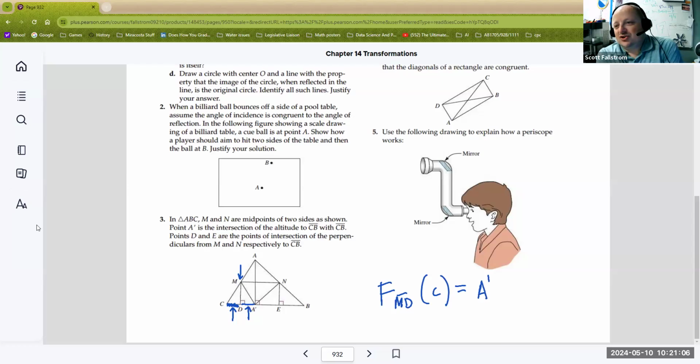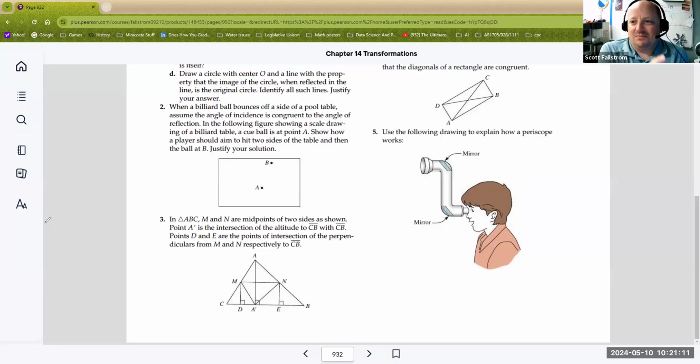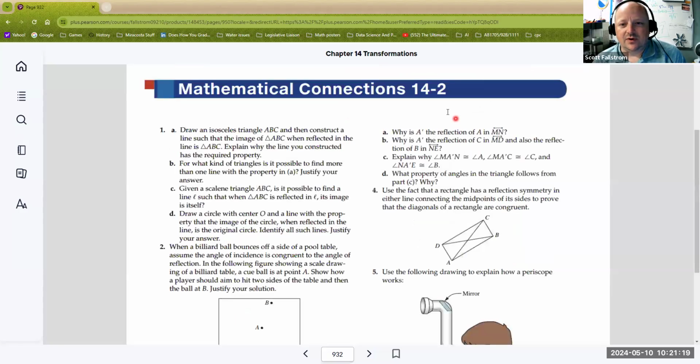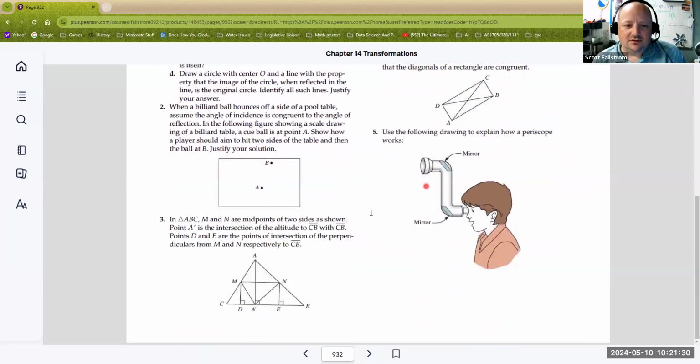So the justification that we're looking for in the MCs, again, it's math connections, right? We're connecting this back to what we did in chapter 12 with similar and congruent triangles to demonstrate to someone why this has to be the case. Okay, let's take a look at what they said. A prime is a reflection of A is a reflection of C. Yes, explain why this angle is congruent, this angle is congruent, that angle is congruent. Okay, well, that's very similar reasons. And what property of angles follows?